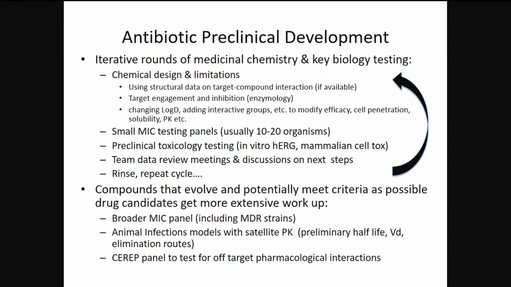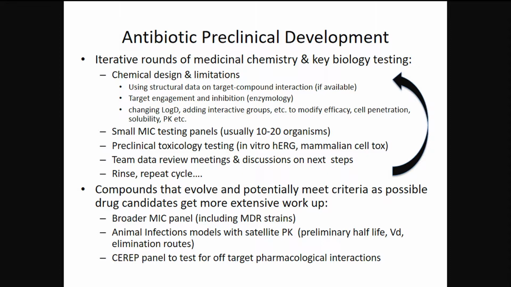You have chemical design and the limitations around that. You use structural data, if you have it, on target compound interaction. You look at target engagement and inhibition if you have an enzyme assay, change the log D, add interactive groups, and I'll show you examples of this to modify efficacy, cell penetration, solubility, PK, all those various properties. Usually we start off with a small MIC testing panel, which we expand later on. Preclinical toxicology testing, you've probably all heard about in vitro hERG, which is a very important cardiac channel that you have to keep an eye on.